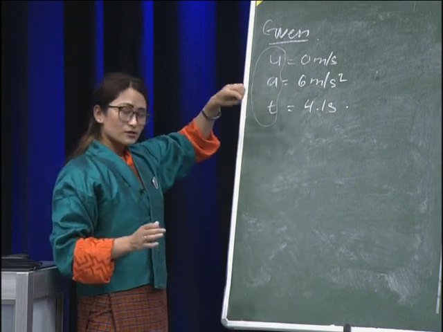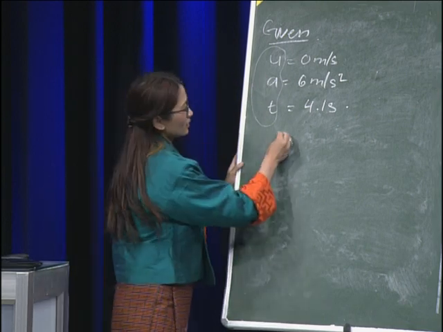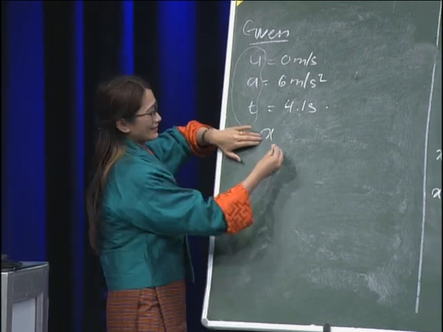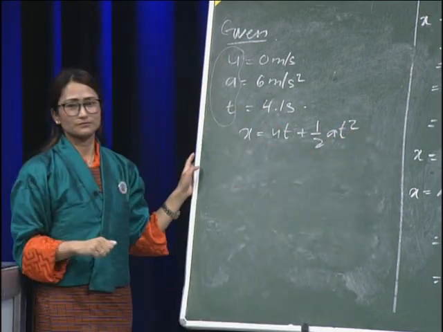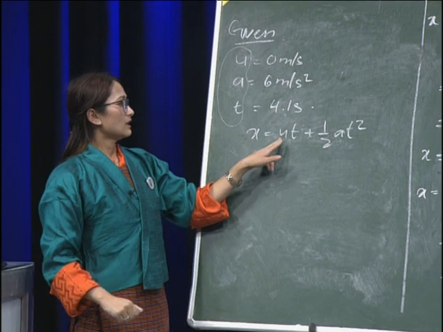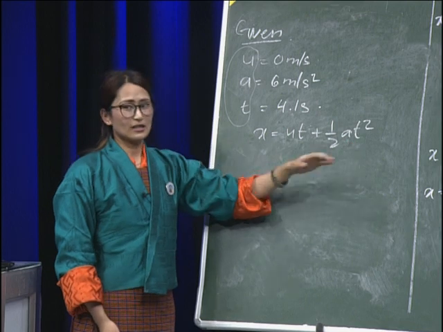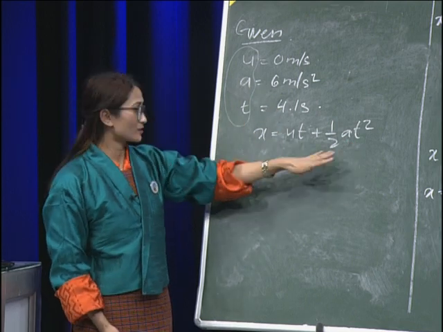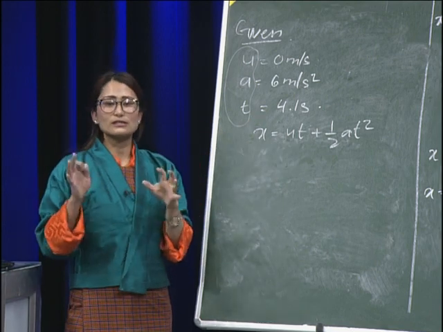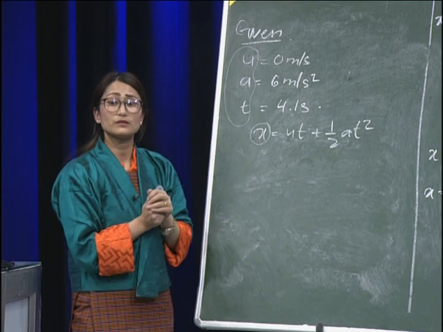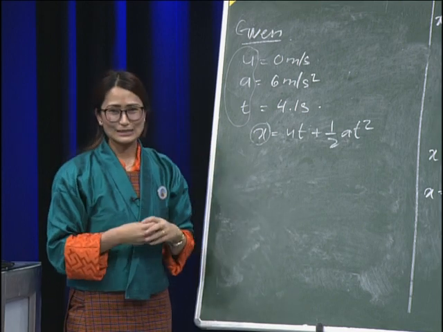By choosing from the kinematic equations, if I were you, I will choose x equals ut plus half at square. Why? Because I have u given in the question, I have t, I have acceleration, and I don't have v given. So this equation is perfect for the question. This question is to determine displacement, and displacement means x, which equals ut plus half at square.